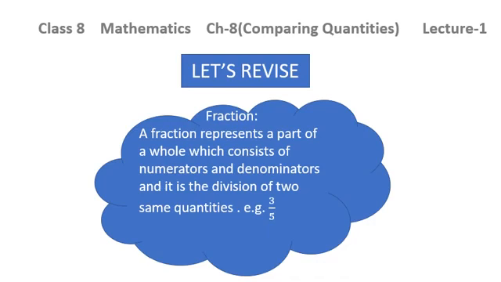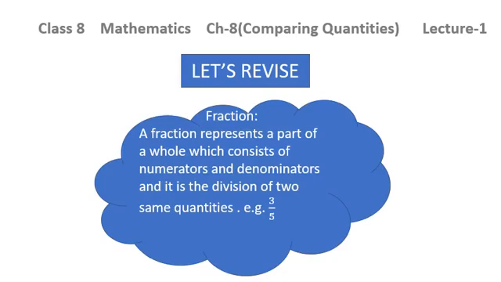A fraction represents a part of a whole which consists of numerators and denominators, and it is the division of two same quantities, for example 3 by 5. So what do you mean by a fraction? Fraction basically represents a part of a whole, consisting of numerators and denominators, and it is the division of two same quantities, for example 3 by 5.